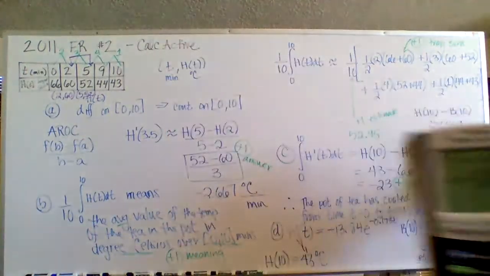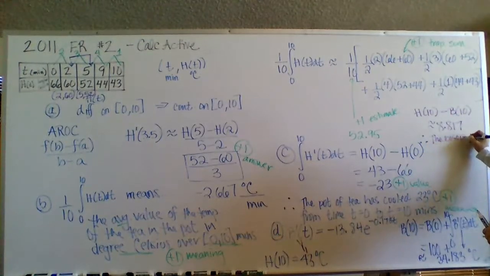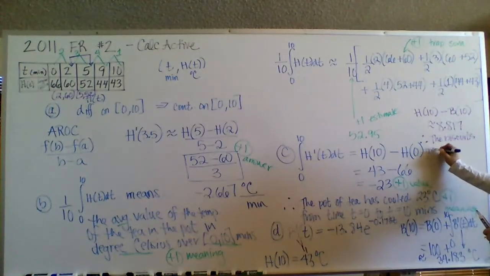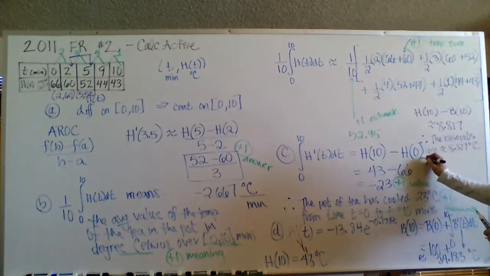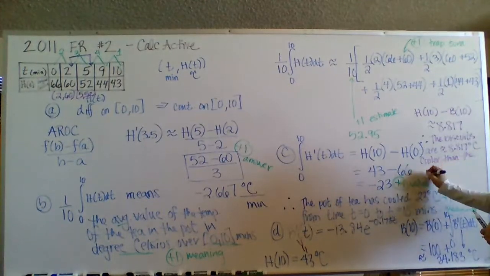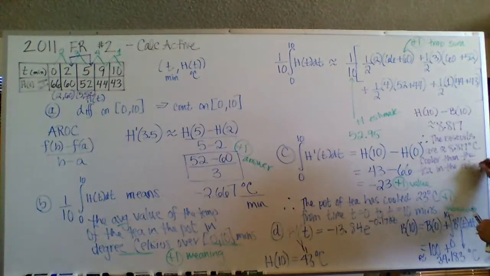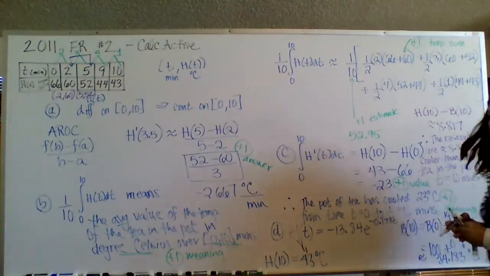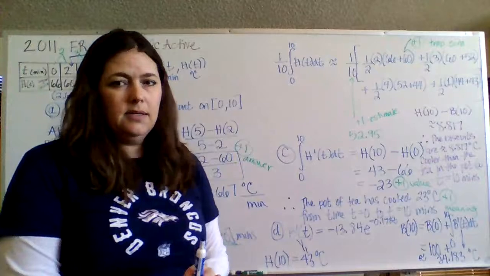So then I just want to wrap it up. Therefore, the biscuits are approximately 8.817 degrees Celsius cooler than the tea in the pot at time t equals 10 minutes. And again, you want to restate the time because that's probably not what's happening all the time. That's what's happening at that instant of time.